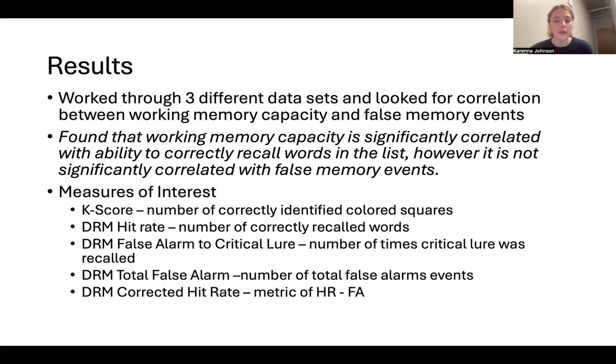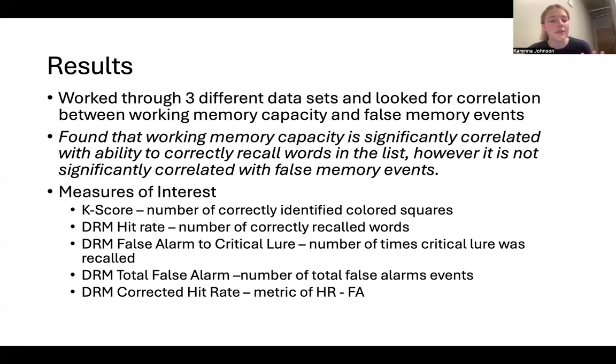So I worked through these three different data sets, correlating these working memory capacity numbers and the false memory events and different measures related to that. The main result was that working memory capacity is significantly correlated with the ability to correctly recall words in the list. However, it is not significantly correlated with false memory events.